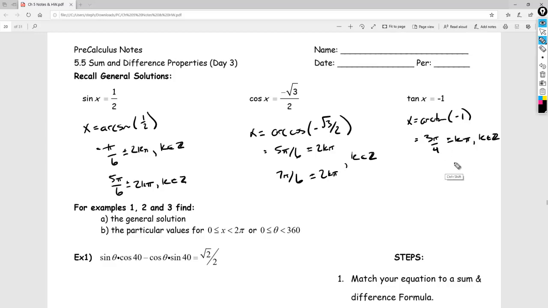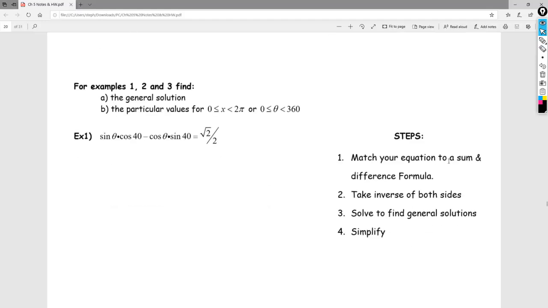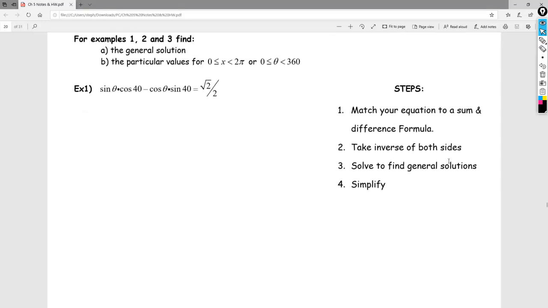Okay, now when we are using our sum and difference formula, you just want to match what you're given to a sum and difference formula, then take the inverse, then solve to find your general solutions, then simplify your answer. Okay, so we'll go through a few examples of this.